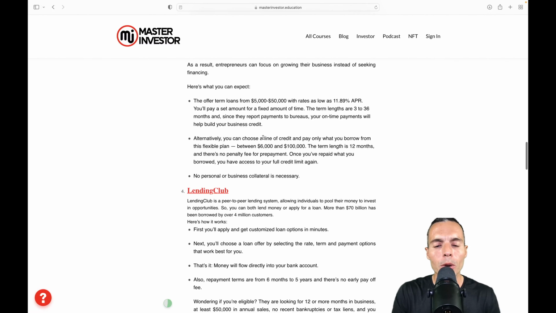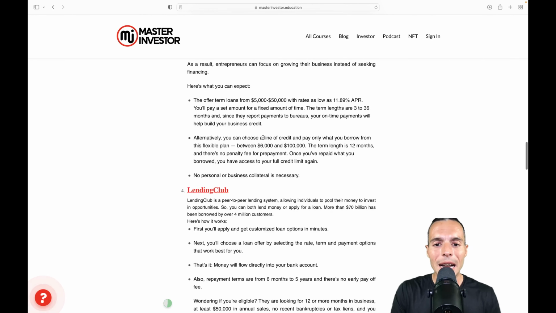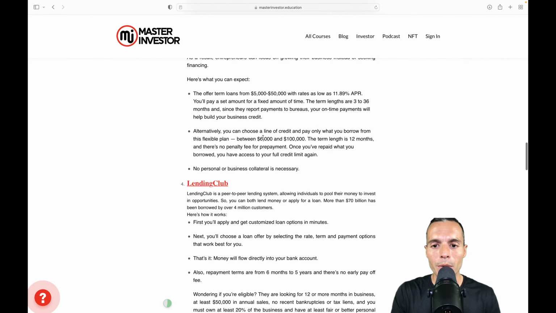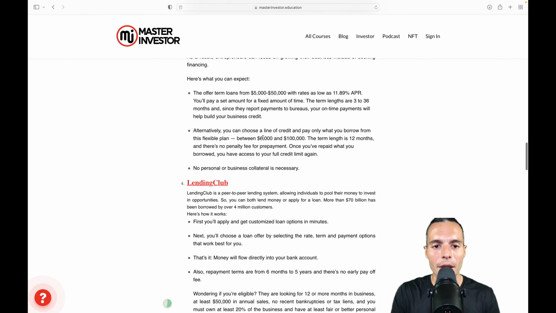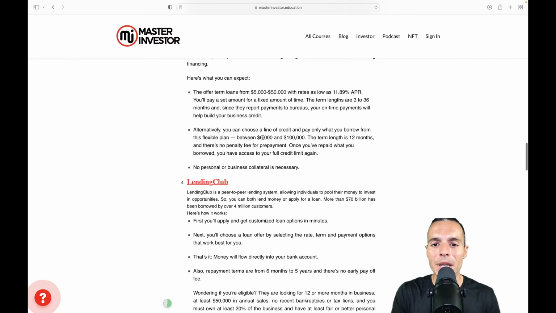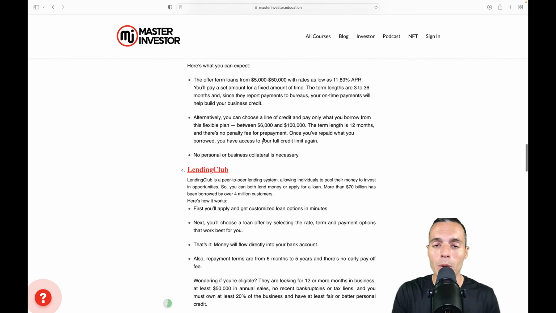They offer term loans from $5,000 to $50,000 with rates as low as 11.89% APR. You'll pay the set amount for a fixed amount of time. The term lengths are 3 to 36 months, and since they report payments to bureaus, your on-time payments will help build your business credit, which is very important.